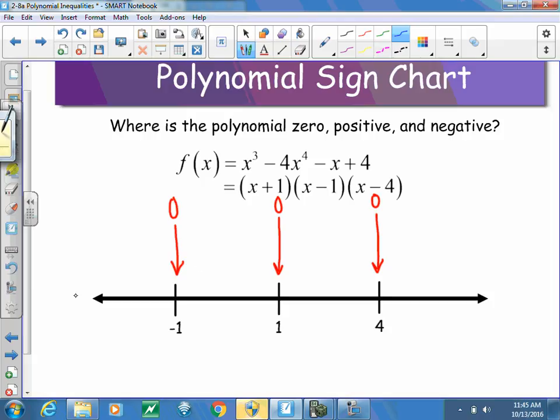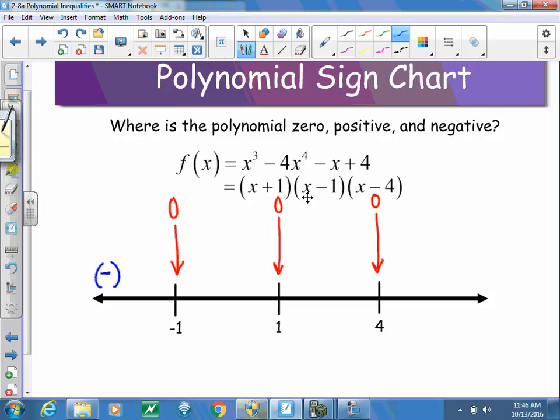So I'm going to start over here to the left for when the values are less than -1. What I'm going to do here is pick a number that is less than -1, for example, -2. I'm going to take -2 and plug it into my factors. -2 plus 1 would give us -1. And so I'm going to get a negative answer for that factor. No matter what number I pick that's less than -1, anything less than -1 plus 1 is always going to give us a negative.